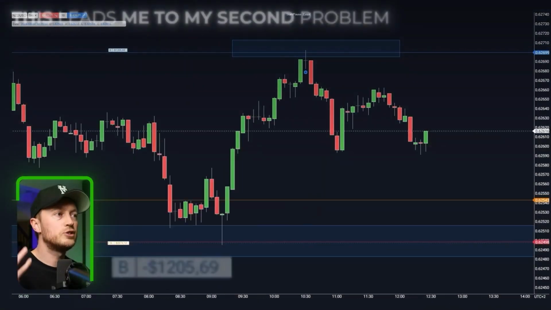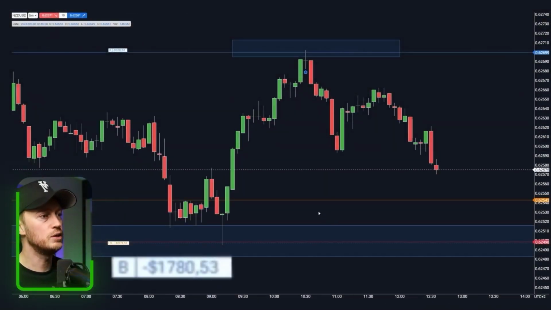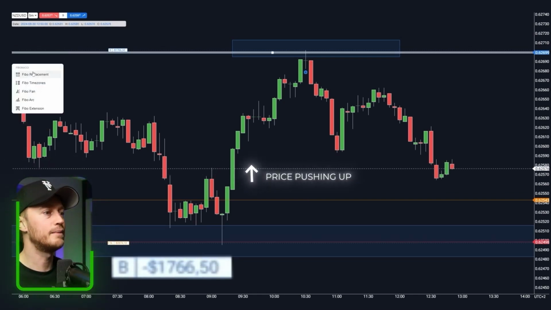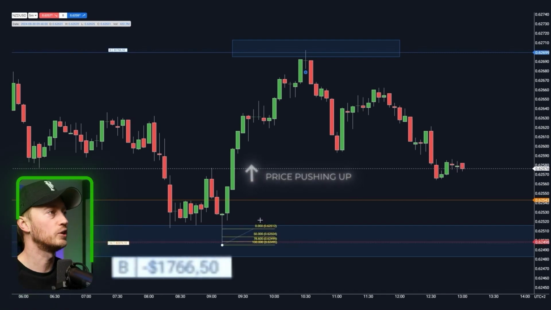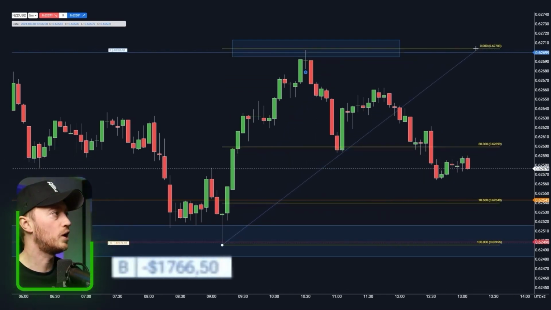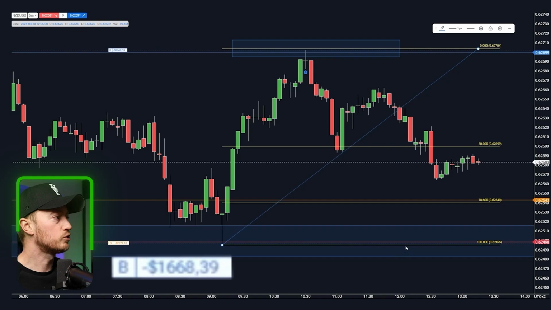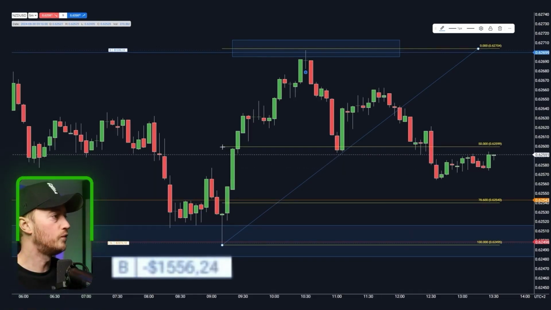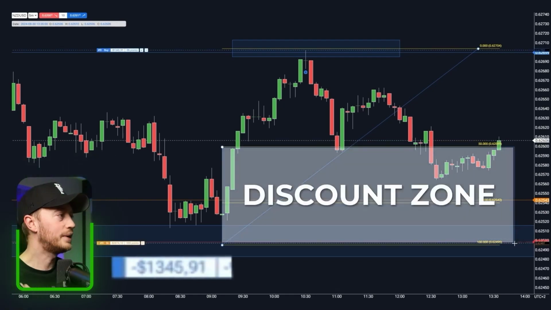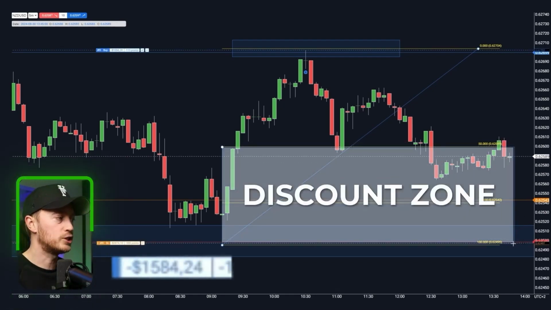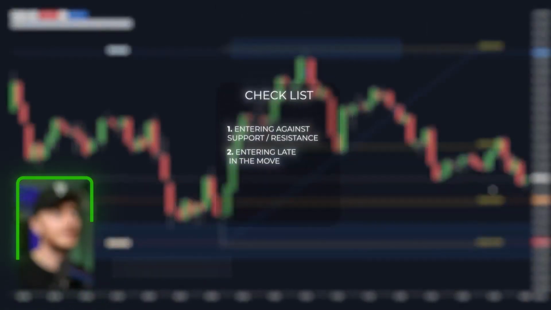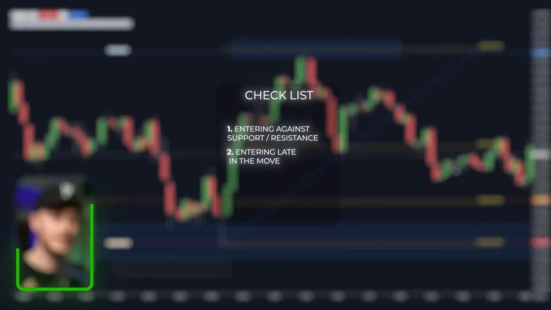And now this leads me to my second problem. You could see the price pushes up aggressively right here, and we're entering at the end of that move. If I take the Fibonacci here and drag this all the way across, you can see we should be entering the buy trade anything below the 50% zone right here, because that's our discount zone. That's when we're buying low. So the second problem I have with ICT is that we're entering late in the move.